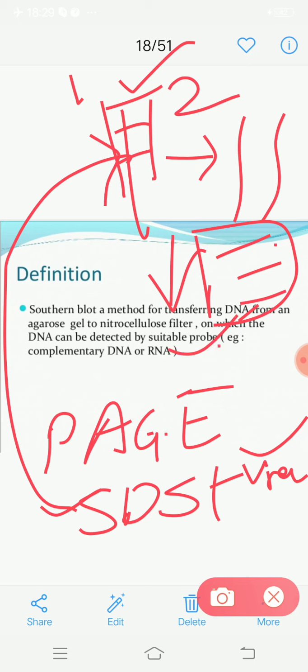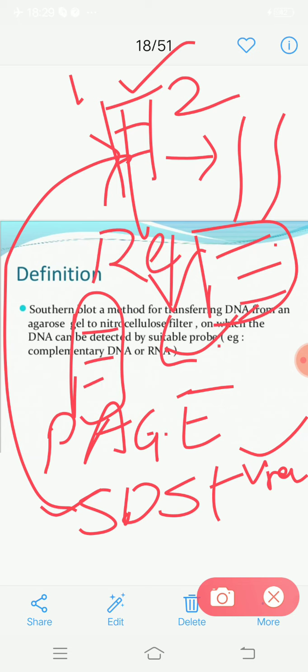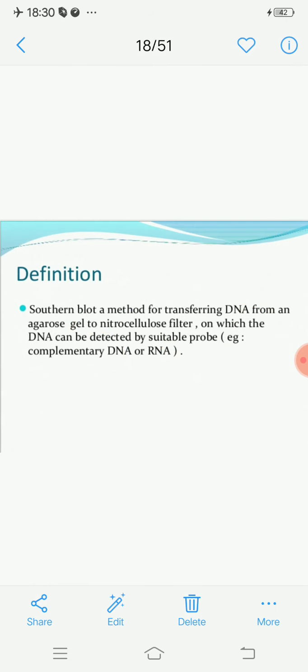Then you have to blot or transfer this onto the nitrocellulose membrane, or you have to make a replica of that gel on the paper. After making the replica you can see the DNA band with the help of the probe.